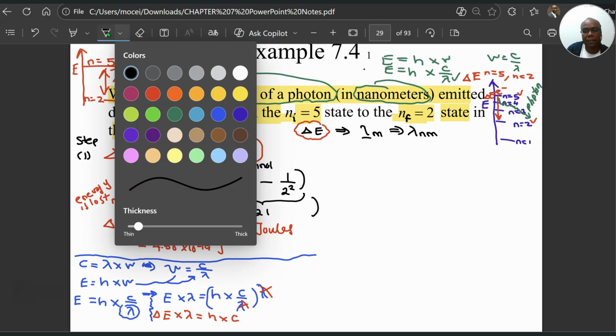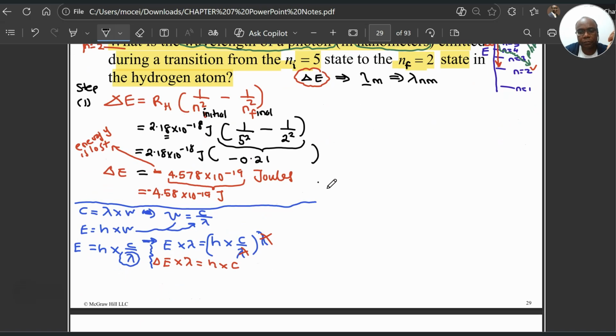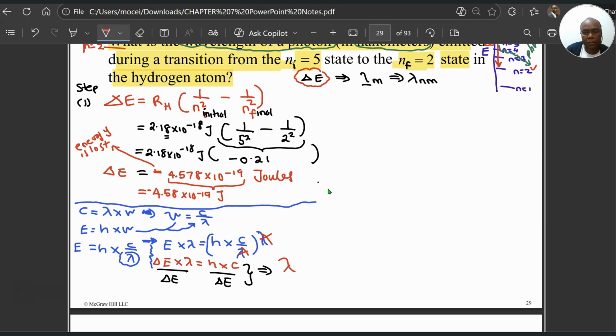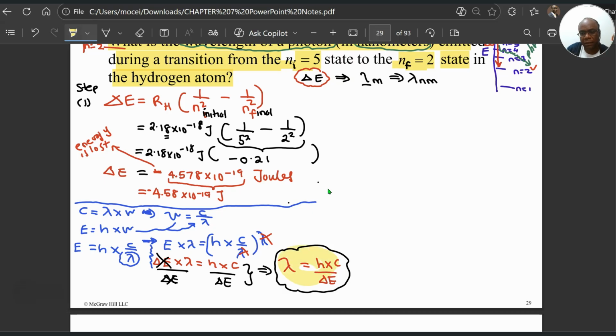Now our interest is the wavelength, right? So we'll divide both sides by delta E. What equation do we end up with? We end up with the equation that tells us that our wavelength will be equal to Planck's constant times c over delta E. The reason is delta E will cancel on the left. This is very important. That is what's going to help us solve for wavelength, and the wavelength solved for is going to be in meters.